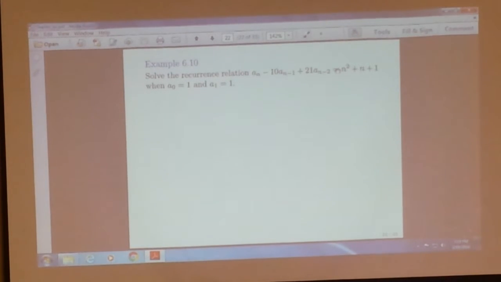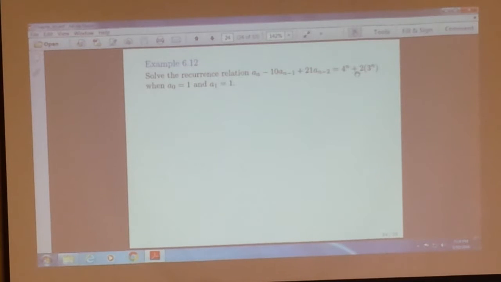Then in 6.10, the left side is still the same. It's just that the right hand side is n squared plus n plus 1. So the right hand side is different, that means the function f(n) is different. And even 6.11 is still the same, it's just that the right hand side is 4 to the power n.